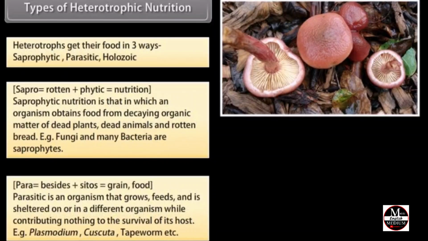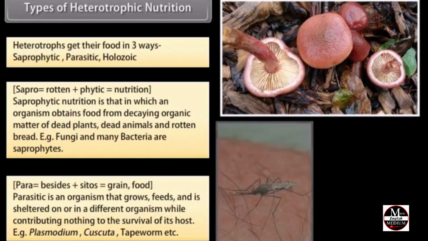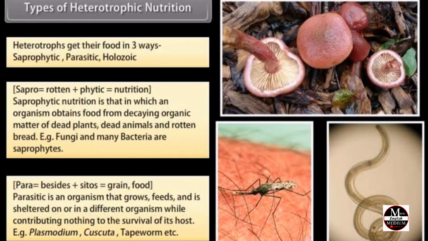Para means besides, and cytos means grain or food. Parasitic is an organism that grows, feeds, and is sheltered on or in a different organism while contributing nothing to the survival of its host. That is, Plasmodium, Cuscuta, tapeworm, etc.